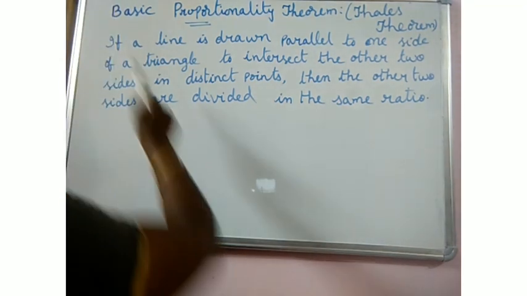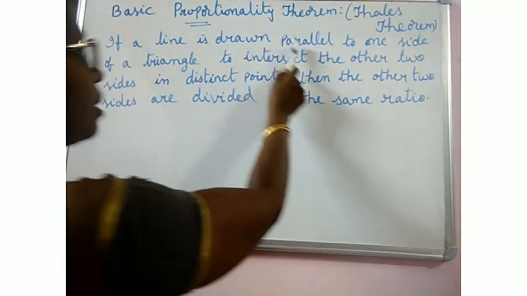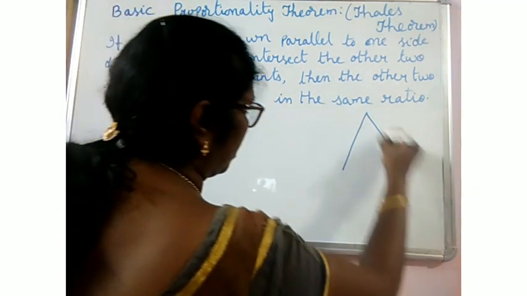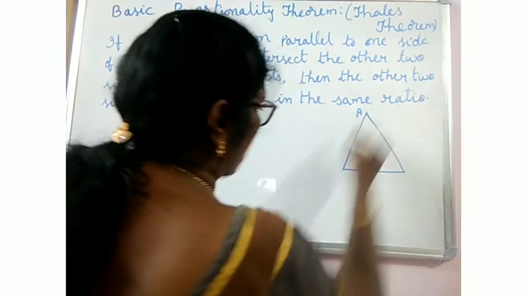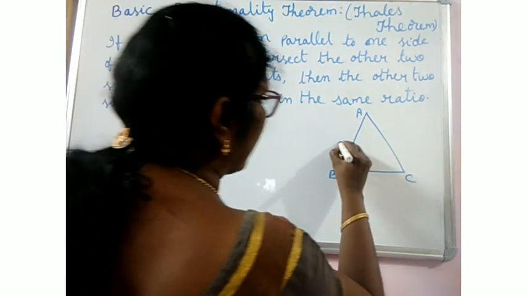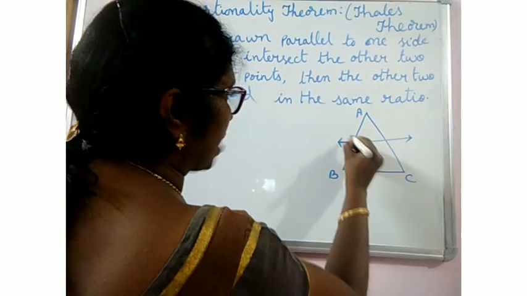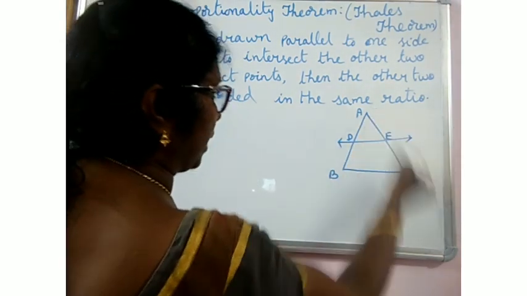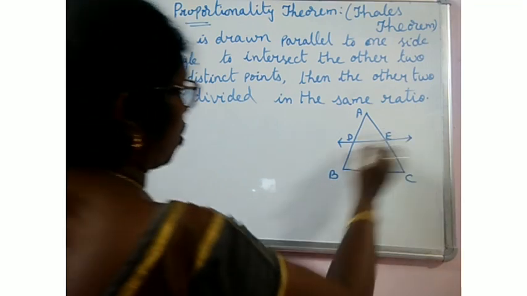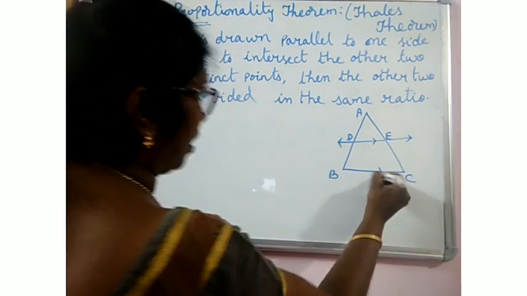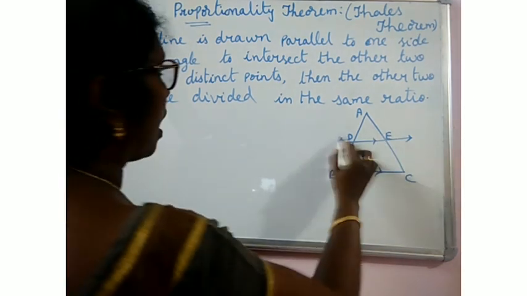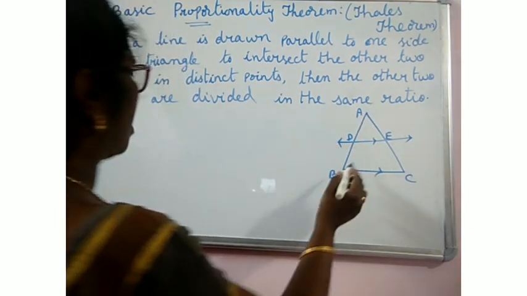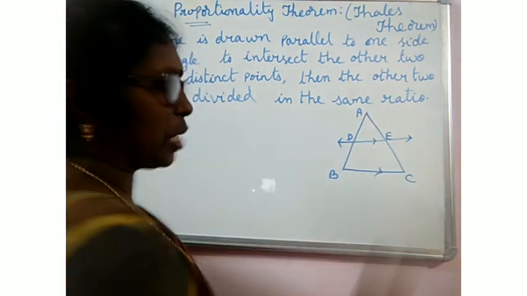What is the theorem? If a line is drawn parallel to one side of a triangle, let me draw. This is triangle ABC. If a line is drawn parallel to one side of a triangle, let me name this line as DE. Let this line intersect AB and AC at D and E. If a line is drawn parallel to one side of a triangle to intersect the other two sides in distinct points, then the other two sides are divided in the same ratio.